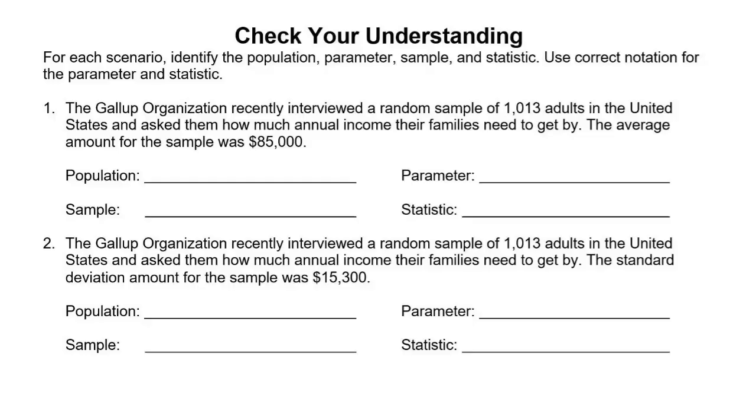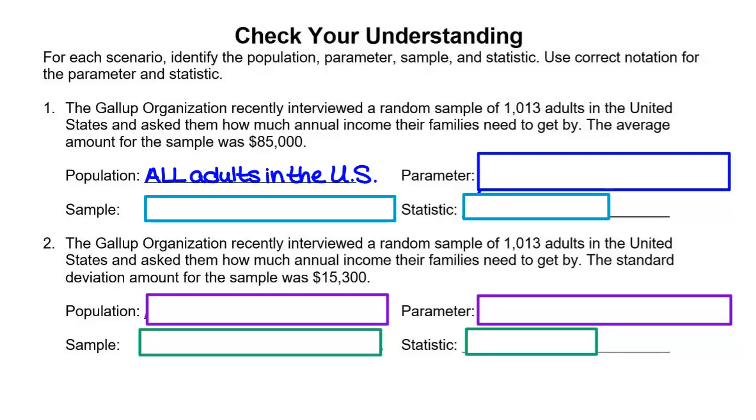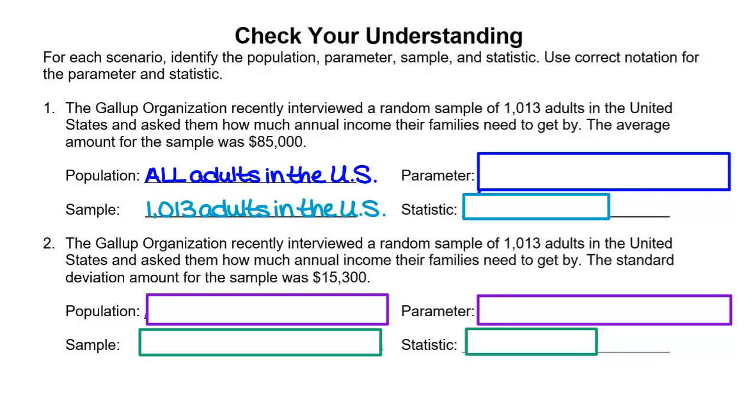Number 1 says the Gallup organization recently interviewed a random sample of 1,013 adults in the United States and asked them how much annual income their family needs to get by. The average amount for the sample was $85,000. What is the population here? All adults in the U.S. The population is all adults in the U.S. Please write that down on the population line. Yes, the sample is the 1,013 adults in the U.S.